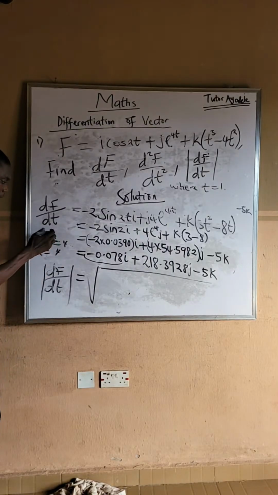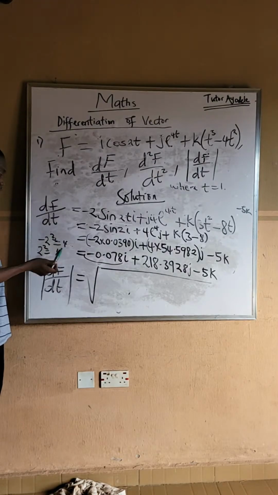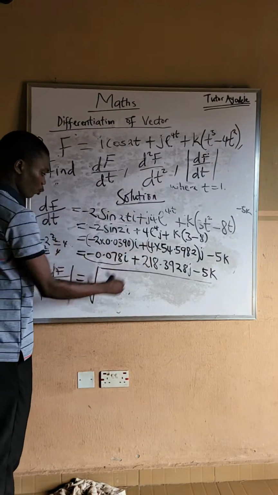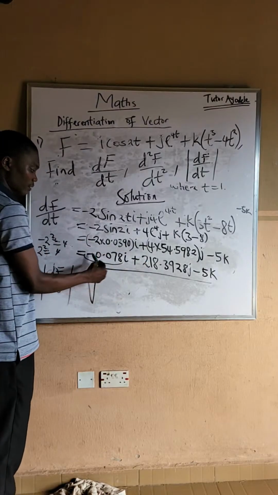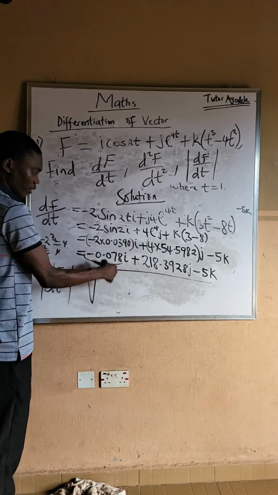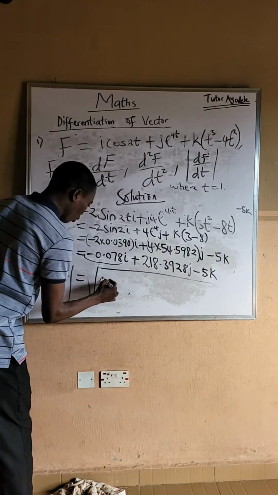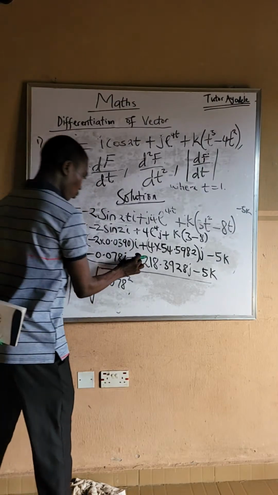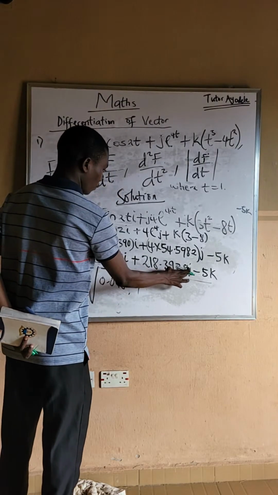But let's assume the power is an odd number. If I change this to 3, it's not the same thing. This will be negative, while this will be positive. But if it's an even number, you don't need to write this minus here again, because it will be squared. So here we have 0.078 squared plus, what is here?